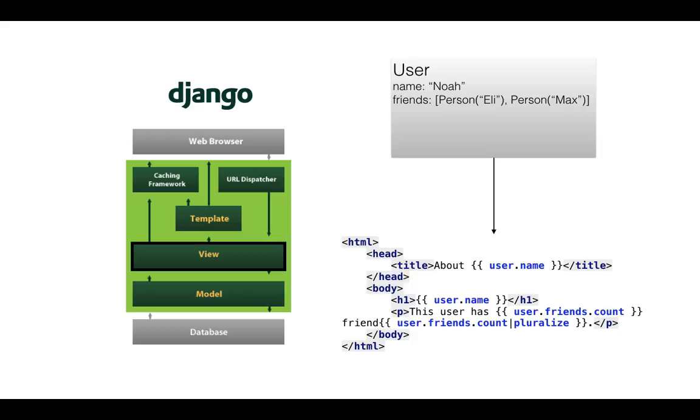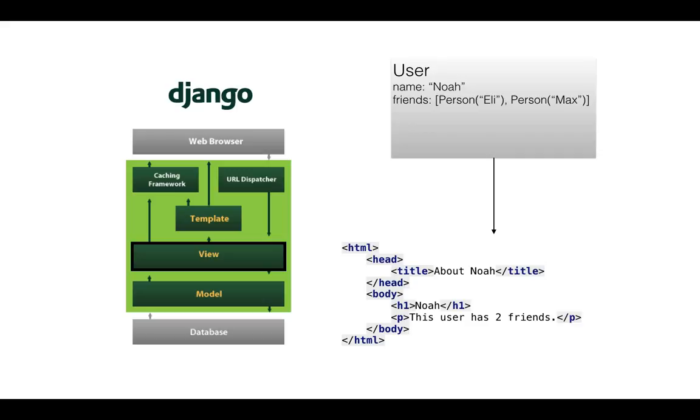And now we can get to the view. The view takes specific instances of models and puts them into templates. So for example, let's say that we have a user with name Noah, and friends is a list of other people or other users with the names Eli and Max. So in this case, we would go to say about, and we want to know the name of the user. Well, this particular user's name is Noah, so it would say Noah. Same for the heading, and for the paragraph, it would say, well, there's two people in that list, so it would say the user has two friends. The pluralize would put an S there.